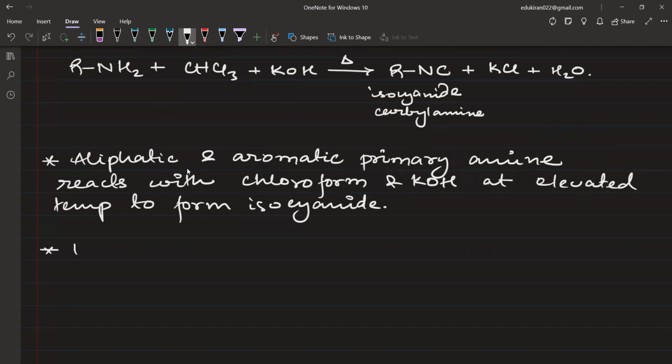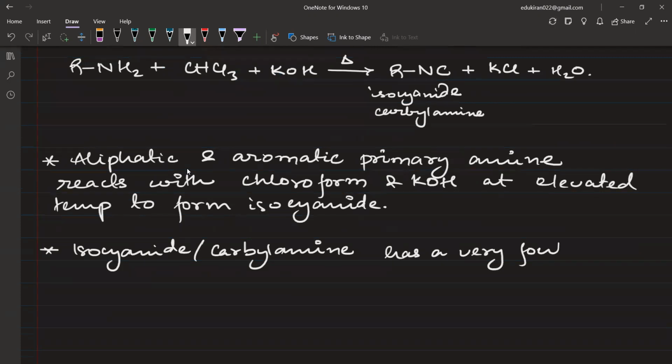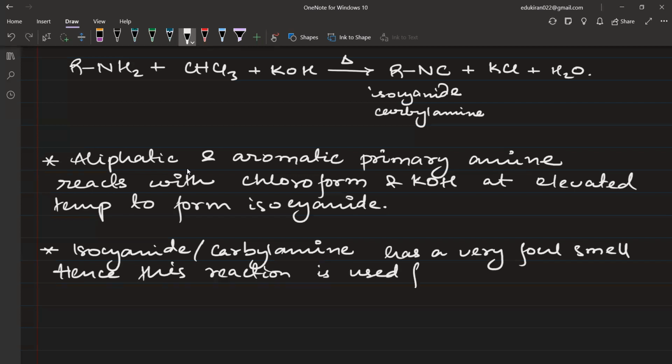Right, next point. Isocyanide or carbylamine has a very foul smell. Hence, this reaction is used for detection of primary amine.